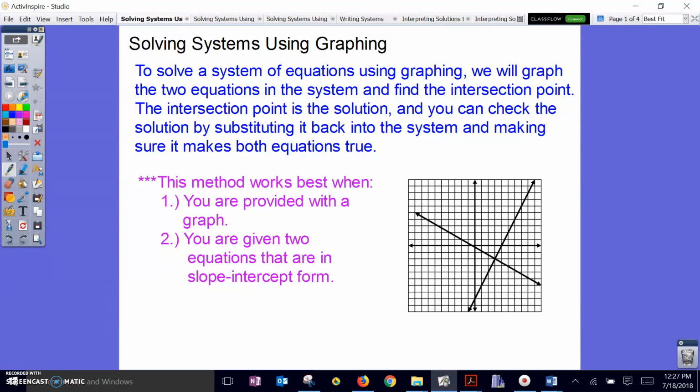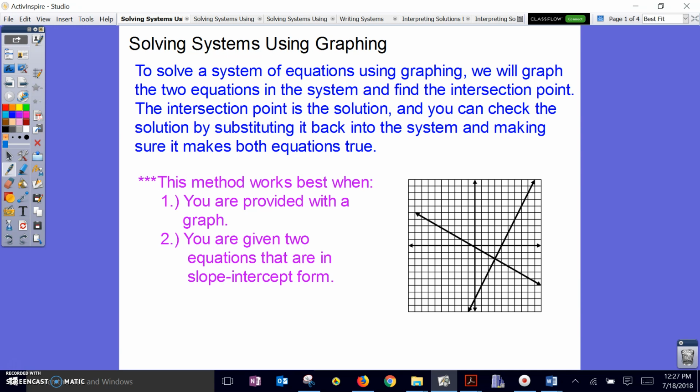Alright, in this video we're going to begin our discussion and review of how we solve systems of equations. We're specifically going to focus on systems where we have two equations containing two variables. And the first technique that we're going to review is how we solve systems using graphing. It's relatively simple to solve a system of equations using graphing.